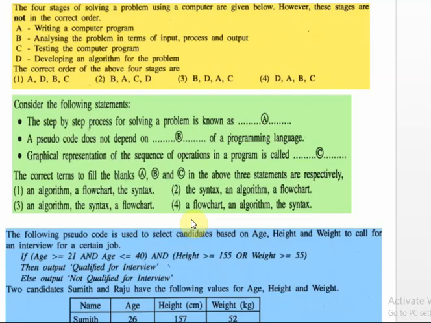First of all, we are analyzing. Then only we are developing an algorithm. Right? Analyze, develop an algorithm. Then only you can write a computer program. After writing, you can test. Then first of all, we need to see where you get it. So definitely only here. So the answer will be 3.